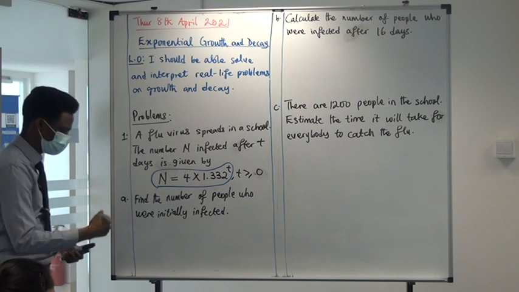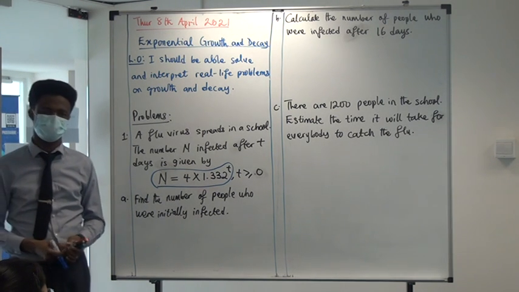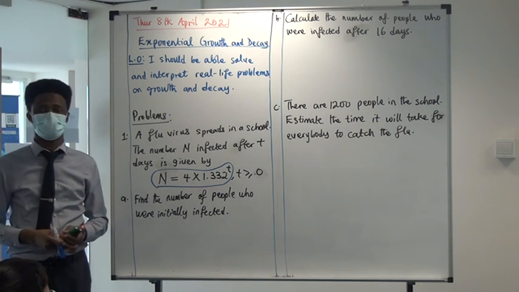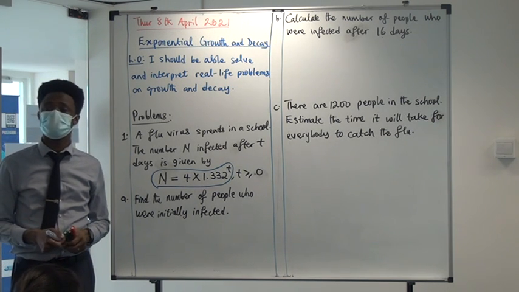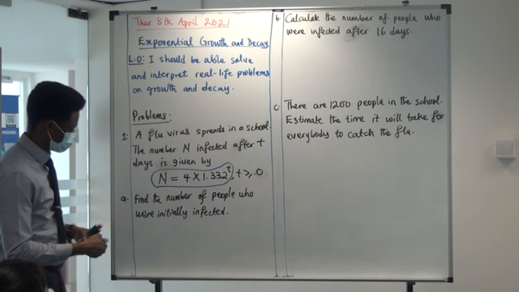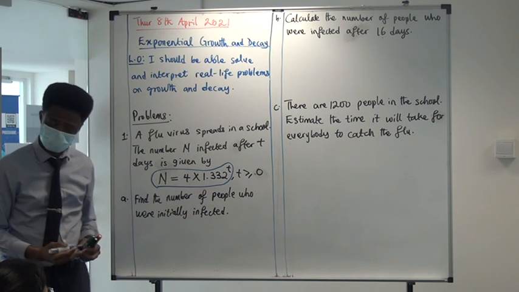After T days. So when T is equal to 0, what are we talking about? The initial day. Find the number of people infected initially. So how do you interpret this if you were doing it? You have done it, so tell me how you did this quickly. Substitute 0 into T. Substitute T is equal to 0. Why T is equal to 0?